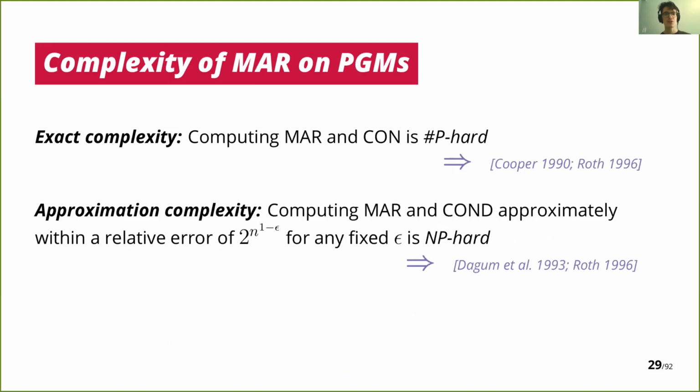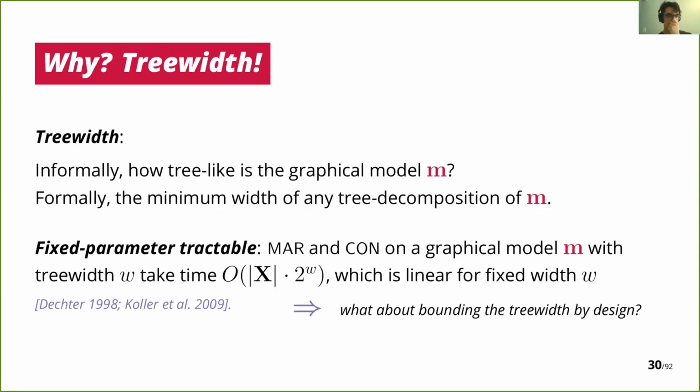So can we do more in PGMs in general? Well, in general, no, because the complexity for exactly computing marginals is shockingly hard. So we cannot do that. And this is one of the striking cases where, if we want an approximate solution with guarantees, that's also a hard problem. So we cannot do that. So what's the reason behind this? The reason is that we have to deal with the tree width of the model.